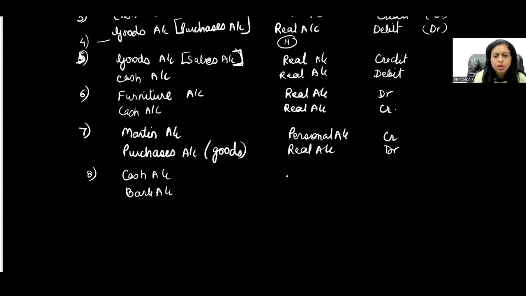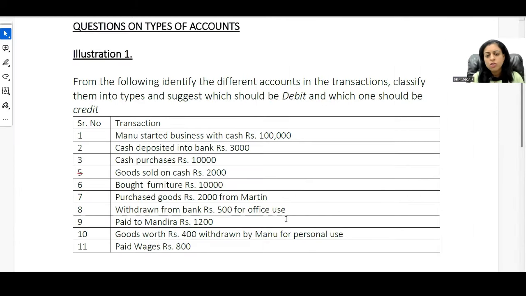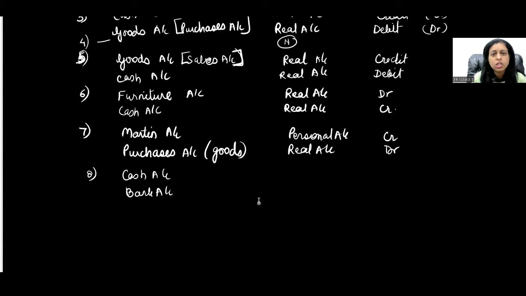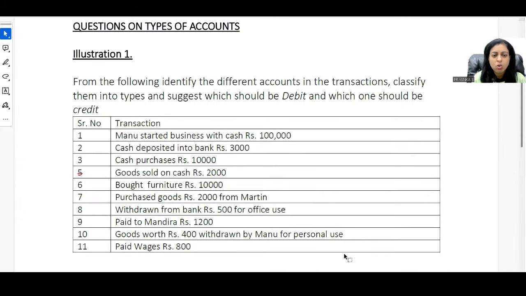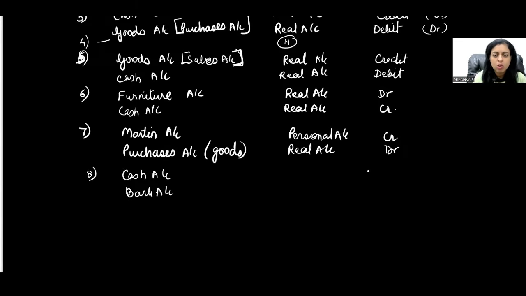Then see here, if it was given for office use, it means it is spent on office expenses, paid for repairs, maintenance. After withdrawal, nothing is given. If they are saying I just withdrew from bank for office use, not for personal use, then this transaction is basically connected to cash withdrawal. Cash account and bank account will be the two accounts. Cash will be the real account and bank will be the personal account.